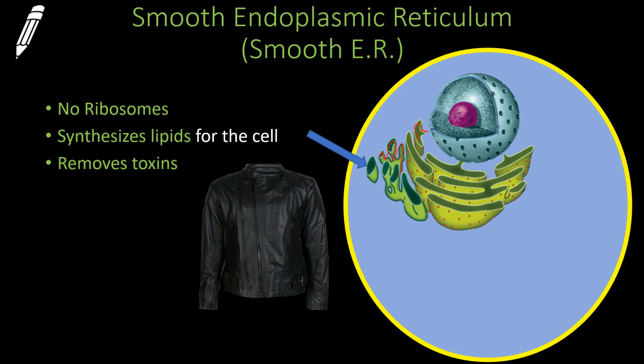But what does the smooth ER do? The smooth ER synthesizes lipids. It makes fats for the cell. And another thing it does is it also removes toxins. So you may have heard that your liver, an organ in your body, filters out toxins from your blood. And that's true. The reason your liver is able to do that so well is because each liver cell has lots and lots of smooth ER. So every liver cell has lots of smooth ER to help filter out your blood and remove toxins. And they also create lipids.